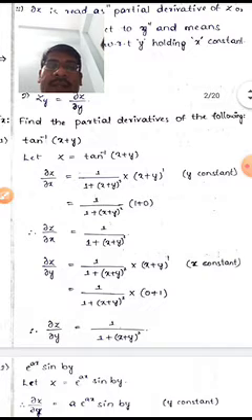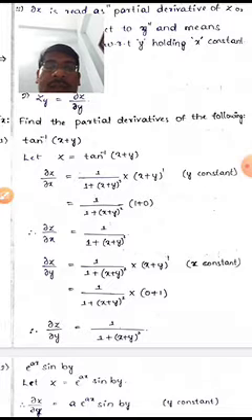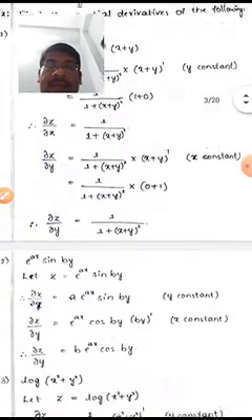Similarly, for the partial derivative of z with respect to y, x is the constant. That is dou z by dou y is equal to the tan inverse derivative, 1 by 1 plus x plus y whole square, into the derivative of x, which is 0. Here we are doing it with respect to y, and the derivative of y is 1. Now dou z by dou y is equal to 1 by 1 plus x plus y whole square.